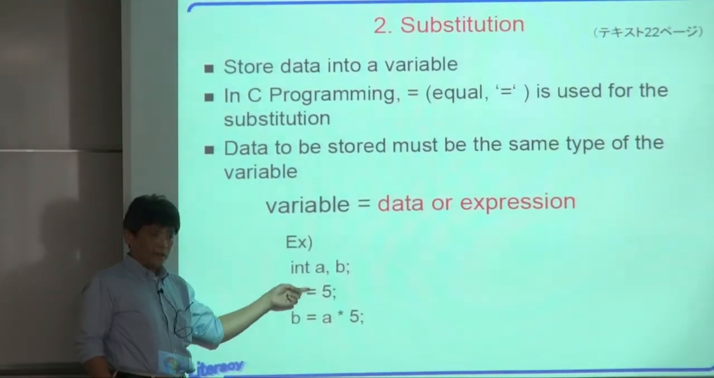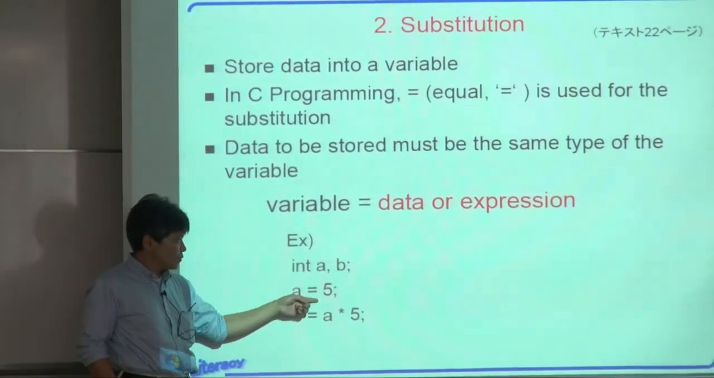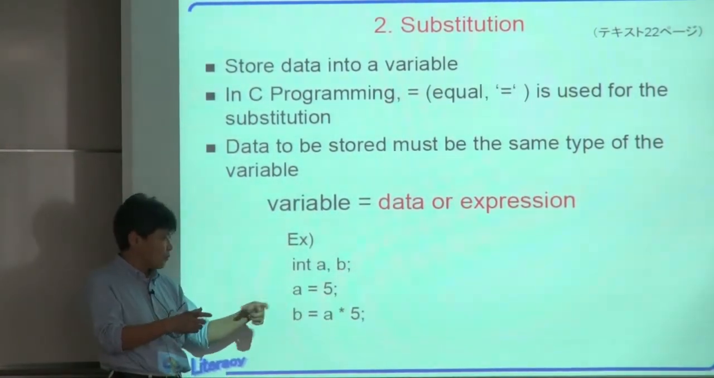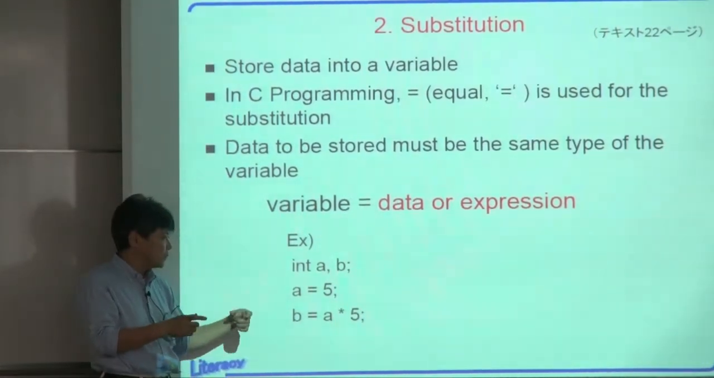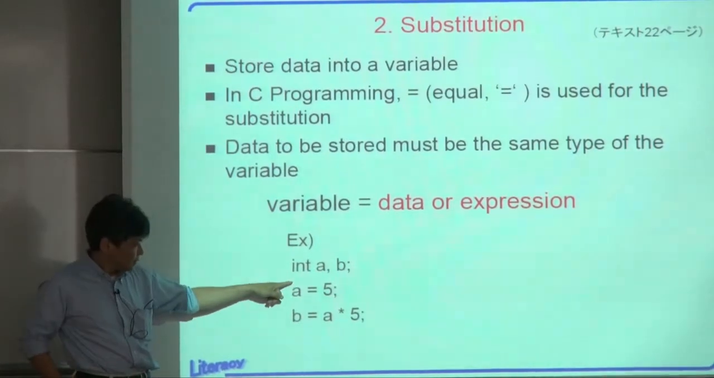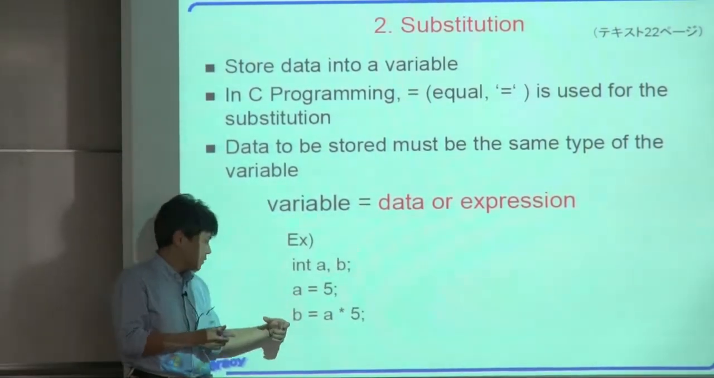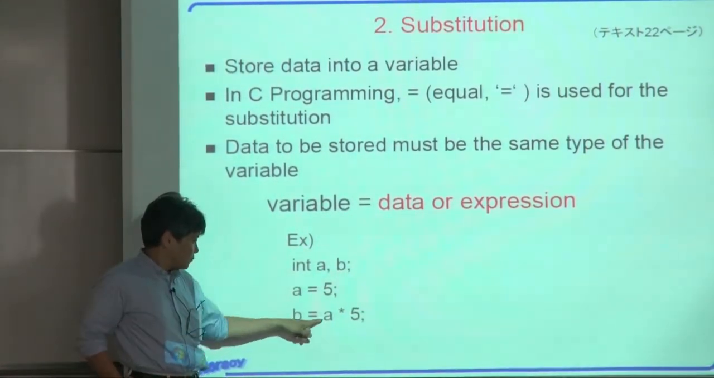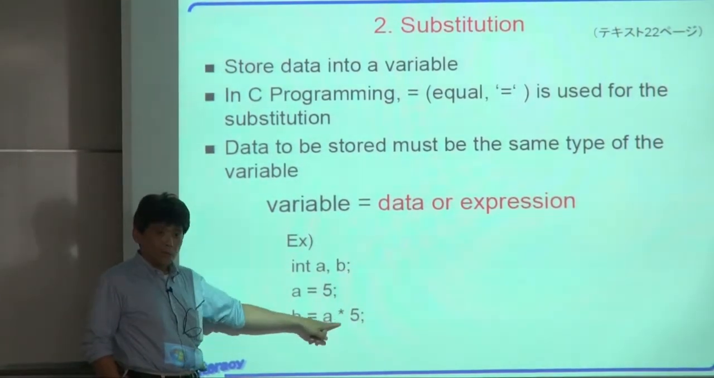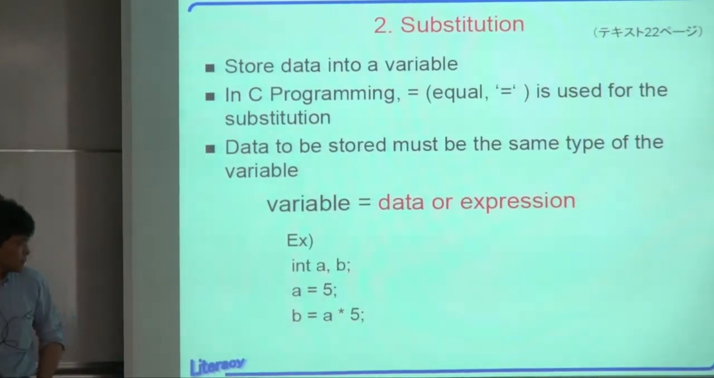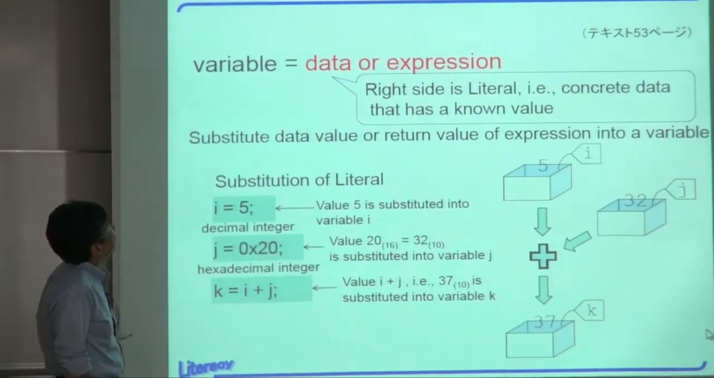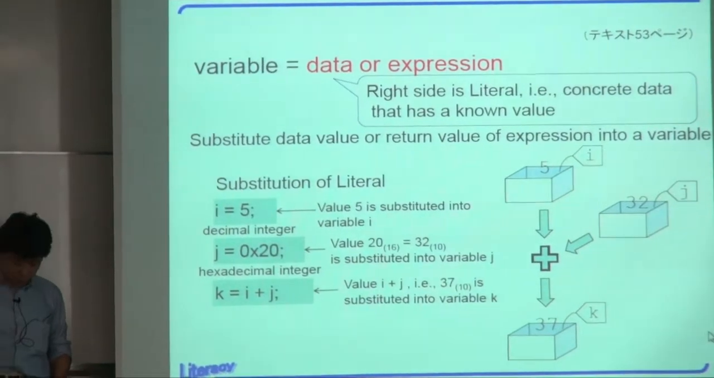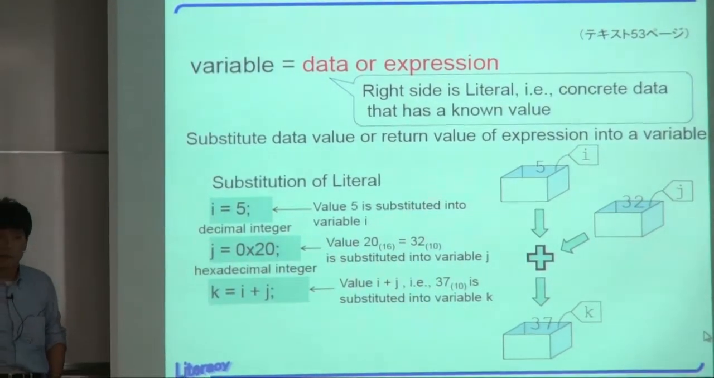In this case, variable A is substituted by 5. So the box for this variable A will have the integer 5. And in this case, the box for variable B will come to have A multiplied by 5. So using substitution operations, you can store any data into the corresponding variables.